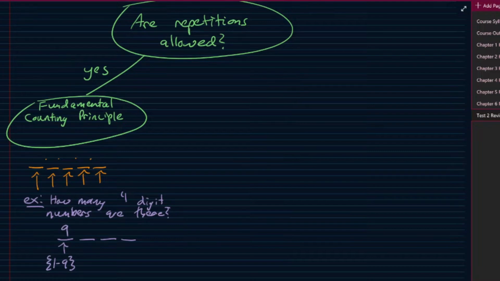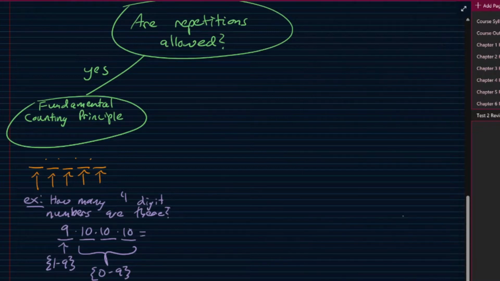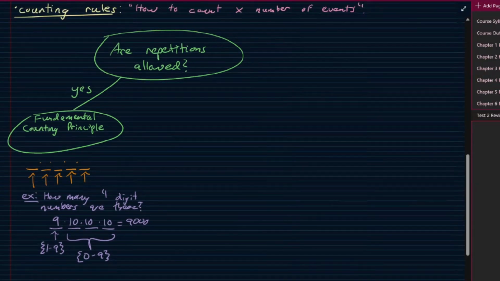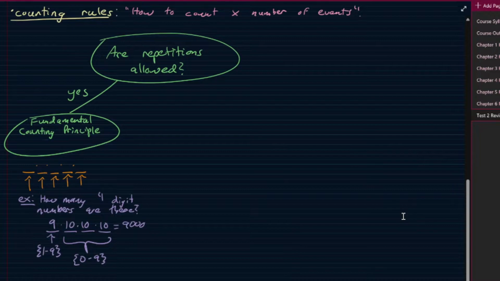And then in the next 3 slots, we can put anything between 0 and 9, so that would be 10 for each. Right? Repetitions are allowed. We can use the same numbers over and over again. And so we would get 9,000. Right? That would be a good example of when and how to use the fundamental counting principle.